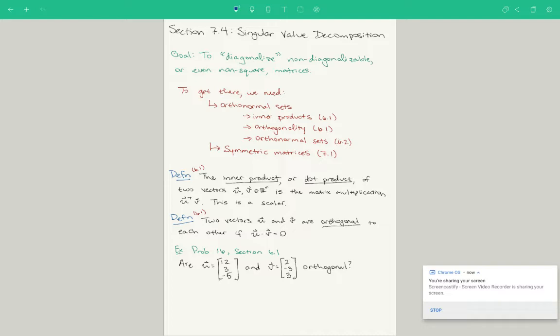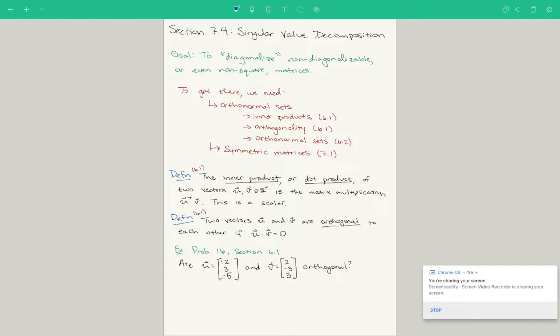Unfortunately, as we saw in section 5.3, even if you have a square matrix, it's not guaranteed that you'll be able to diagonalize it. And if you have a non-square matrix, then our process didn't work at all. So our goal for today is to come up with some way to quote-unquote diagonalize these matrices that are either non-diagonalizable or even non-square. So we want to take any matrix that you might hand us and be able to diagonalize that matrix in some sense of the word diagonalization. So factor it into something where you have a simpler matrix that is easier to analyze.